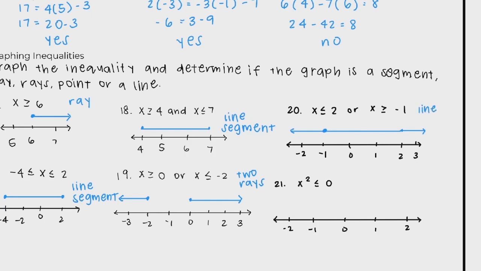Okay, and for the last example, we have x squared is less than or equal to 0. The only number that we can plug in is 0. So this would make a point.